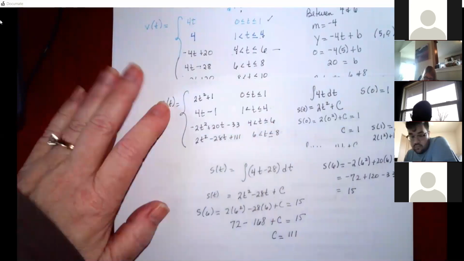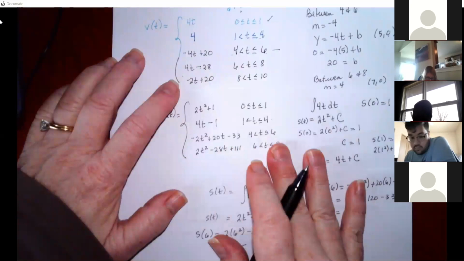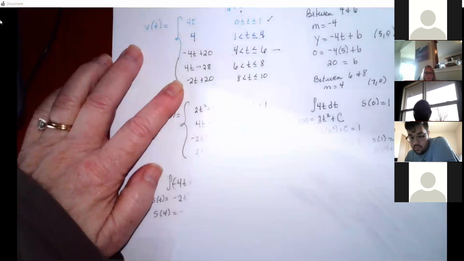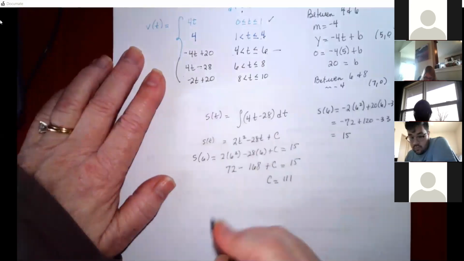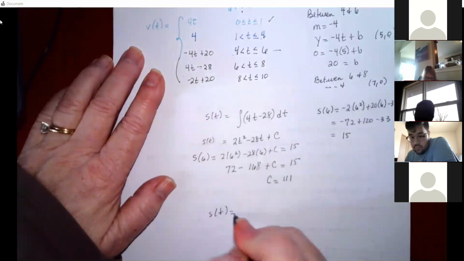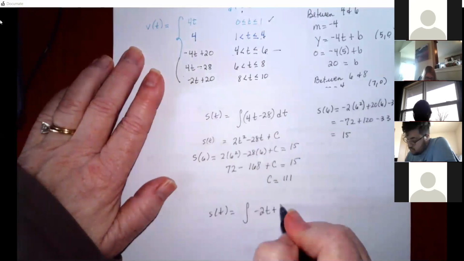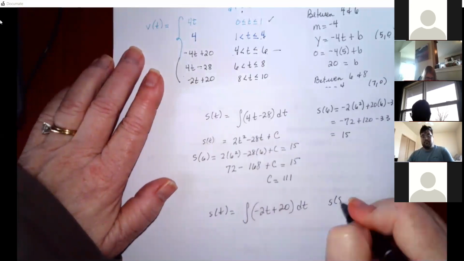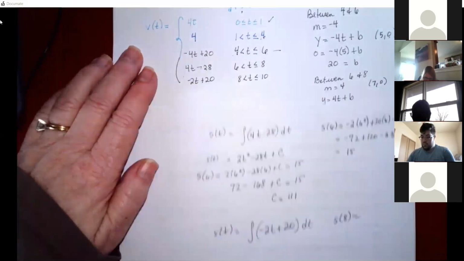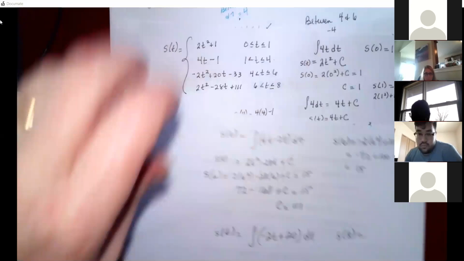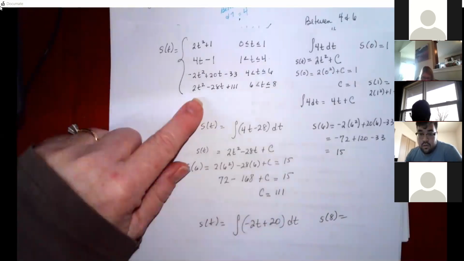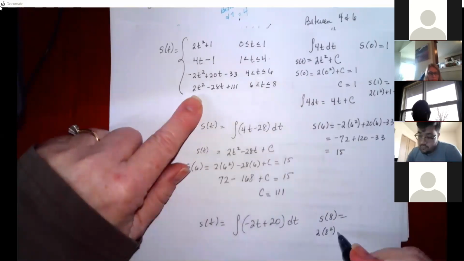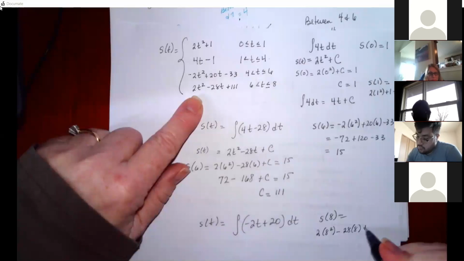Now, the very last one for this particular problem, we're going from integral of negative 2t plus 20. So we will have s of t equals the integral of negative 2t plus 20 dt. And we'll use the position at t equals 8 of the previous position function that I just erased. I didn't erase, but I hid it from you. Didn't mean to, sorry. So we'll have s of 8. We'll use 2 times 8 squared minus 28 times 8 plus 111.